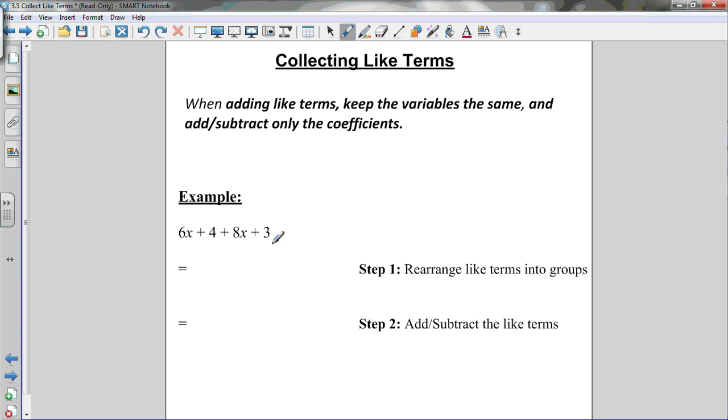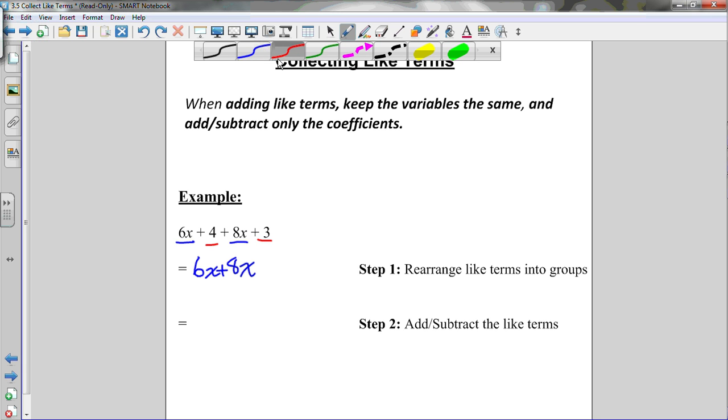So if I want to simplify this expression here, first thing I'm going to do is rearrange this expression, putting the like terms into groups beside each other. So I have a 6x and an 8x. Those are like terms because they have the same variable with the same exponent. I'm going to put those beside each other. So my 6x and my 8x. And then I also have a 4 and a 3. Those are constants. Those are like terms as well. So I put them beside each other. Plus 4, plus 3.